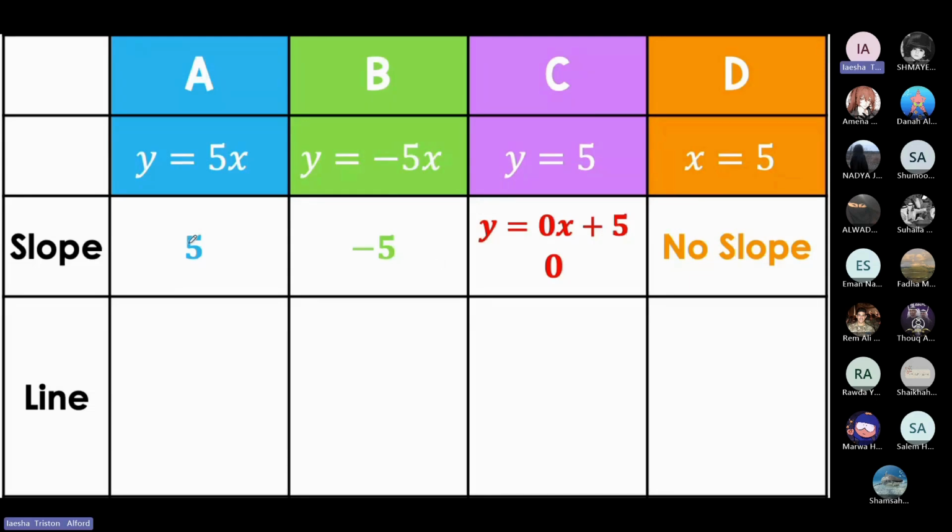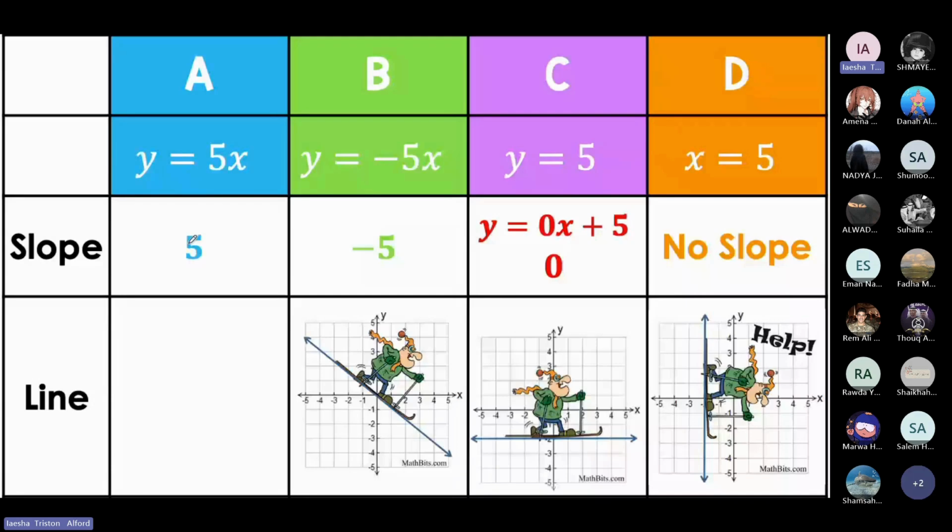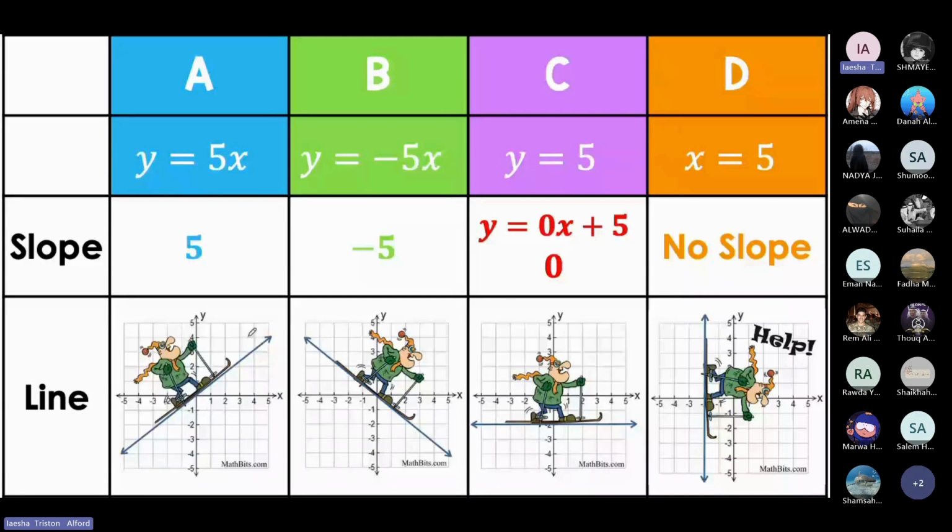For A, it's out of order, sorry. So A should be a positive slope, B should be a negative slope, C should be a horizontal line, and D should be a vertical line. In Term 3, they are really focusing on horizontal and vertical lines. They want to know if you know what kind of equation and what kind of slope belongs with horizontal and vertical.